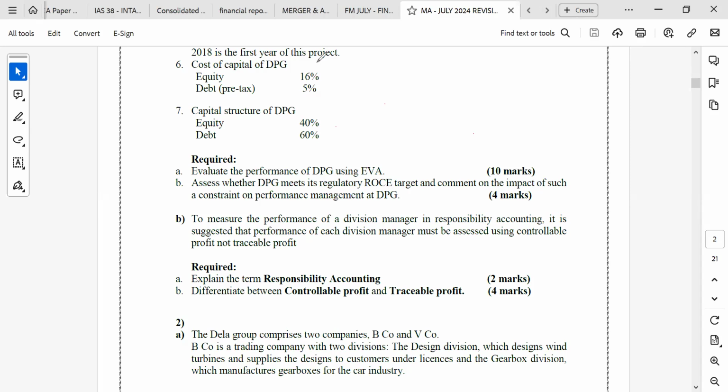Okay, so in all, the controllable one is all about when a manager is being controlled. Let's say the profit that will be generated under the control of the divisional manager. Exactly. But the other one is for both controllable and not controllable. Exactly. Yeah. Okay. All right.